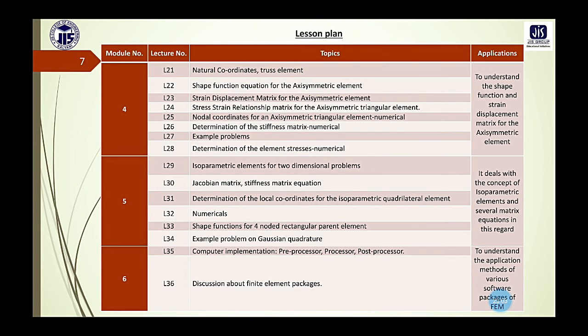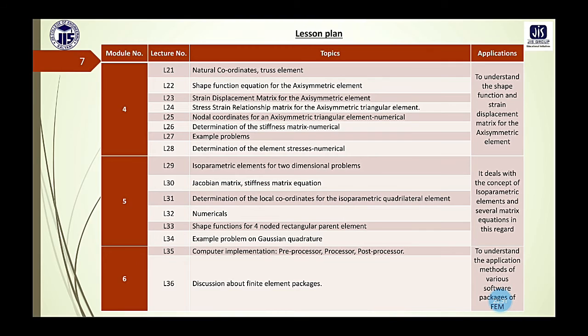Next we are having our fifth module. Here we are having total 6 different lectures, and the isoparametric concept will be discussed in those 6 different lectures. So this fifth module actually deals with the concept of isoparametric elements, and several matrix equations in this regard will be discussed.